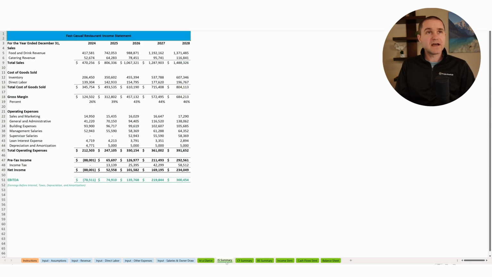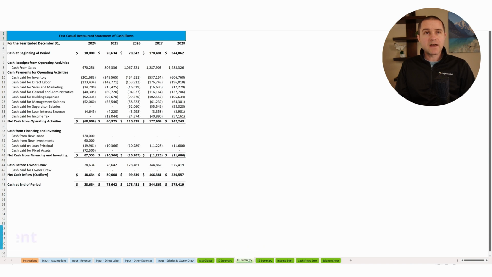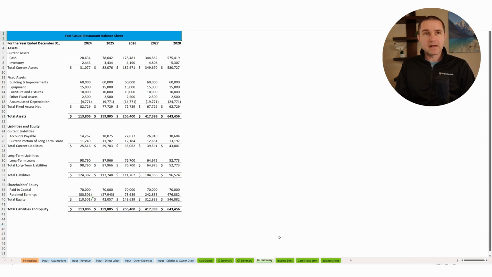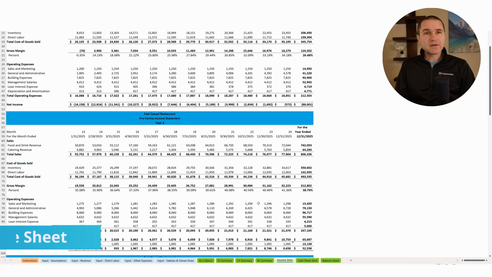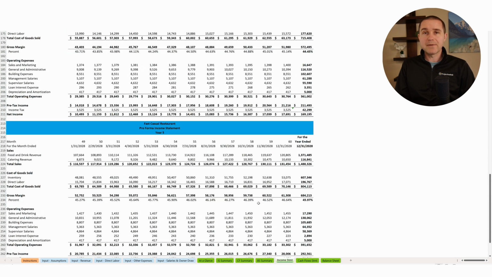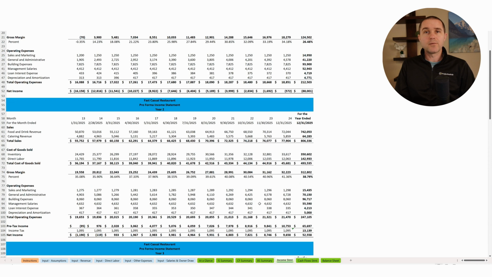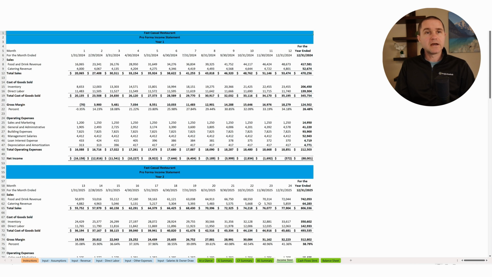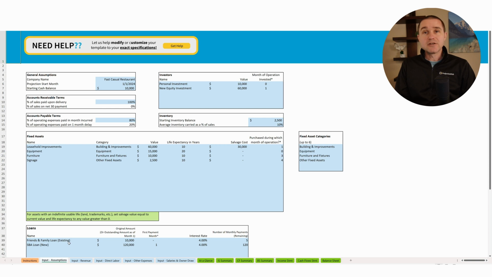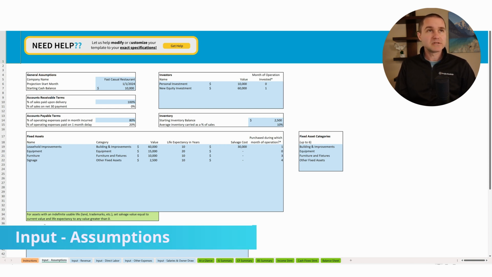You're also going to get a 5-year income statement summary, a 5-year cash flow summary, a 5-year balance sheet summary, and then the income statement, cash flow, and balance sheet all broken down by month for each of the 5 years. So this is going to give you everything you need for a potential SBA loan, or really anything that I would expect most investors or lenders to need would be available in this model. We're going to need to do a little bit of work though in order to get this filled out. So we're going to step back here to the Input Assumptions tab.